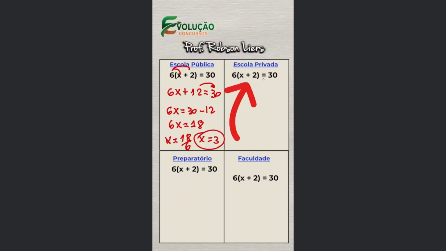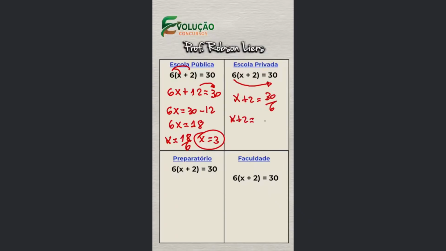And in private school, how do we learn? Pay attention. I have 6 times x plus 2 equals 30, the same equation. Isn't the 6 multiplying x plus 2? If it's multiplying, we can move it to the other side by dividing. So x plus 2 will be equal to 30 divided by 6. 30 divided by 6 is 5, right?